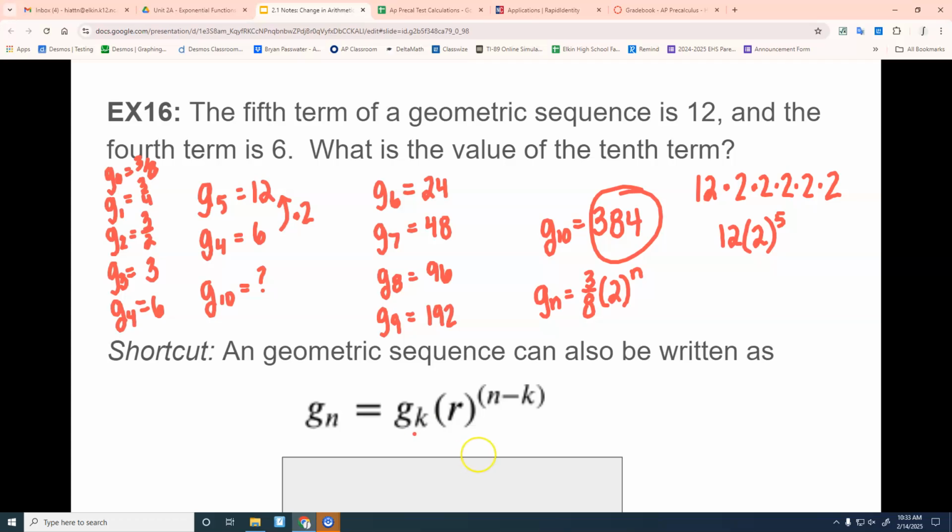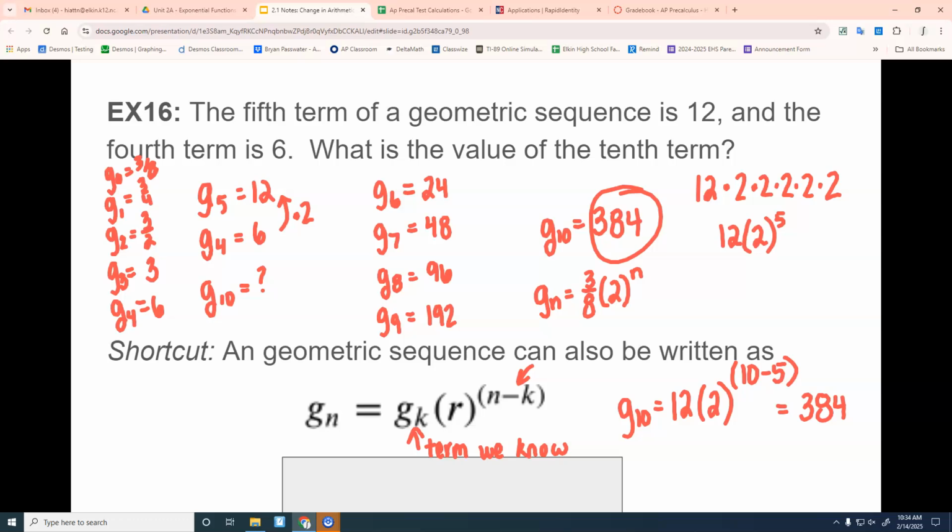where we just take the term that we know, G sub k, so this is a term we know, and then for our exponent, we do n minus whatever term that is. So like for this one, G sub 10 would be the term that we know, which is 12, times common ratio, which is 2, to the 10 minus 5 power. So we're starting at the 5th term, so we got to subtract 5 from that number of times that we multiply, and this would also give you the 384.